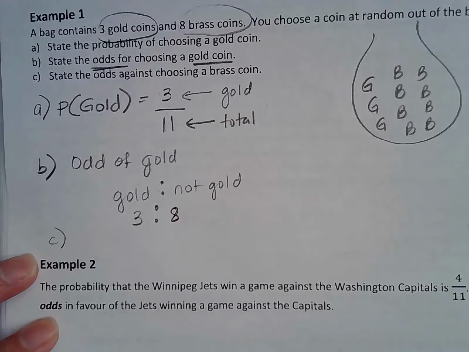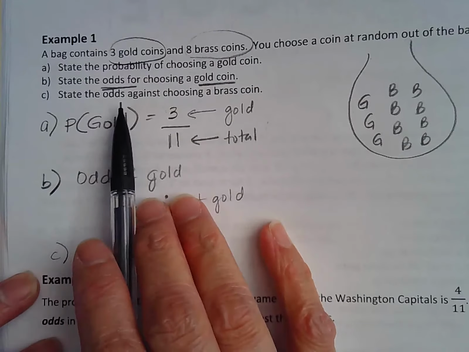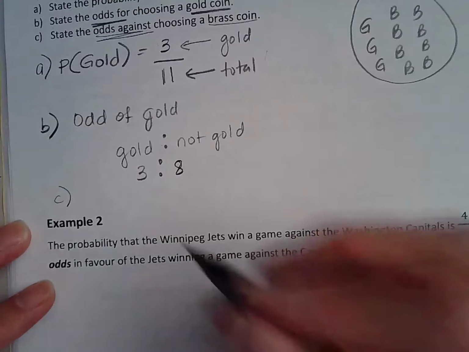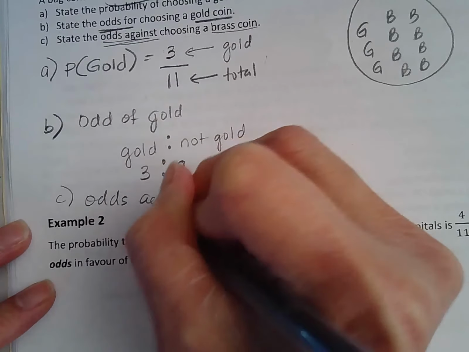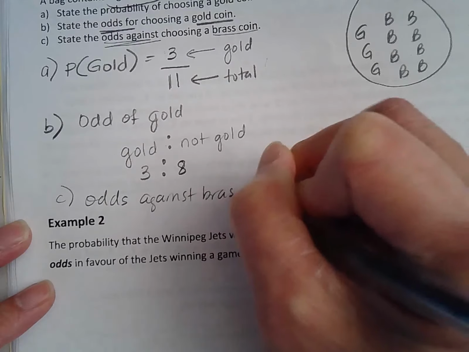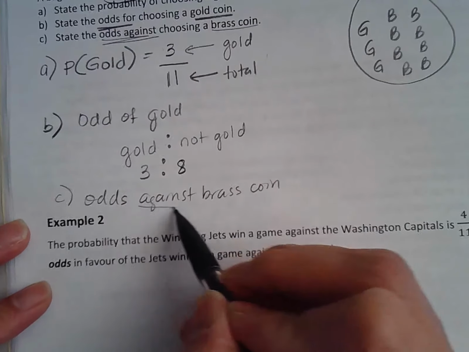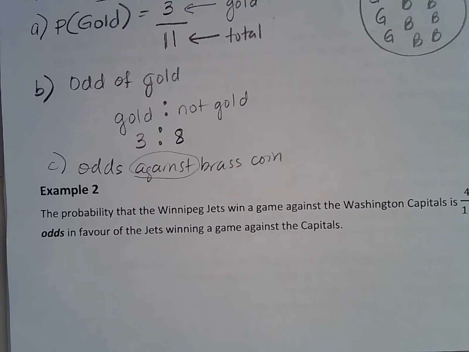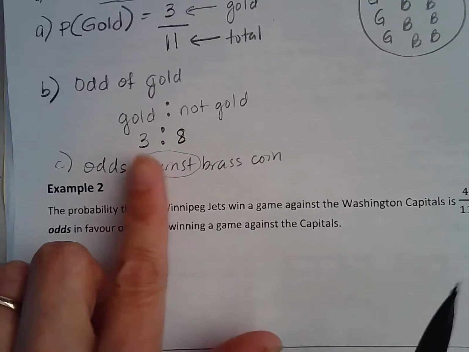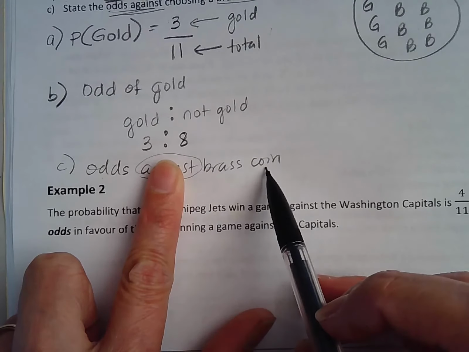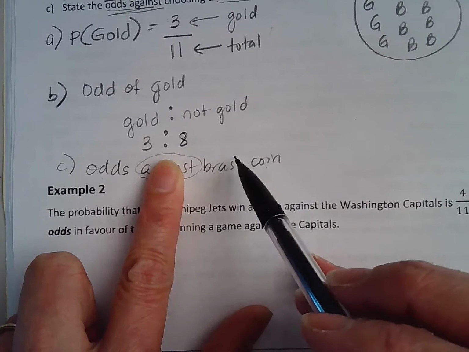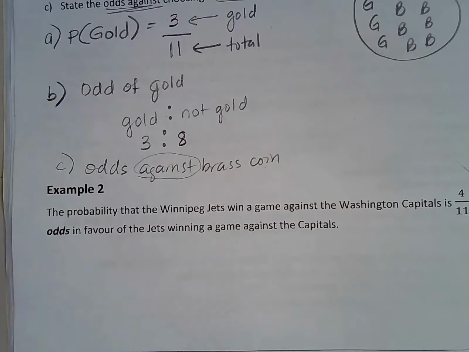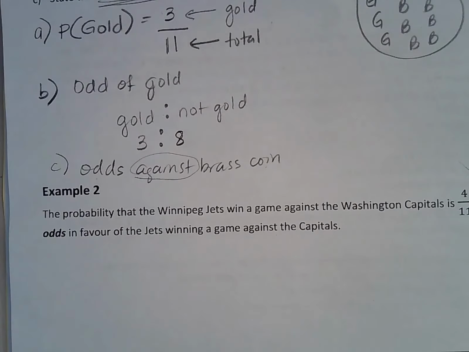Letter C. State the odds against a brass coin. Now, the word against means, as I told you yesterday, that what we can do is just do the odds of a brass coin, and then because it's against, we're going to switch them around. So we're going to start with not brass coin and then the brass coin.